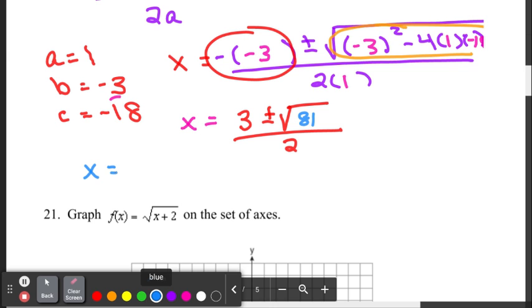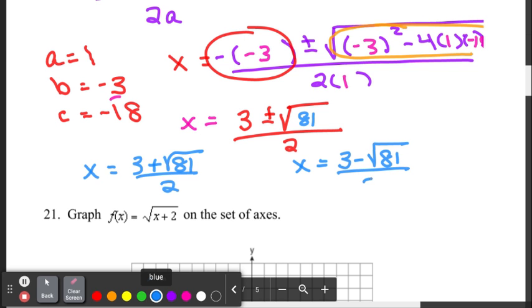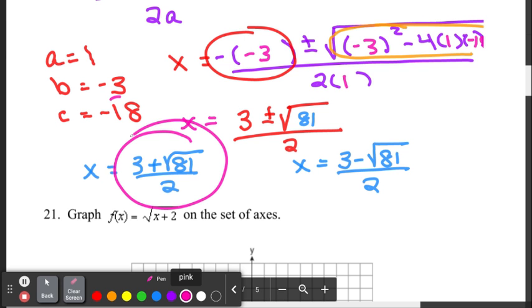X equals 3 plus square root of 81 over 2. And x equals 3 minus square root of 81 over 2. Now, you can actually simplify this further. I know you can because I know we can take the square root of 81. So put that in your calculator. Do alpha x or alpha y equals 3 plus square root of 81 over 2. And you end up with 6. So you can say x equals 6.